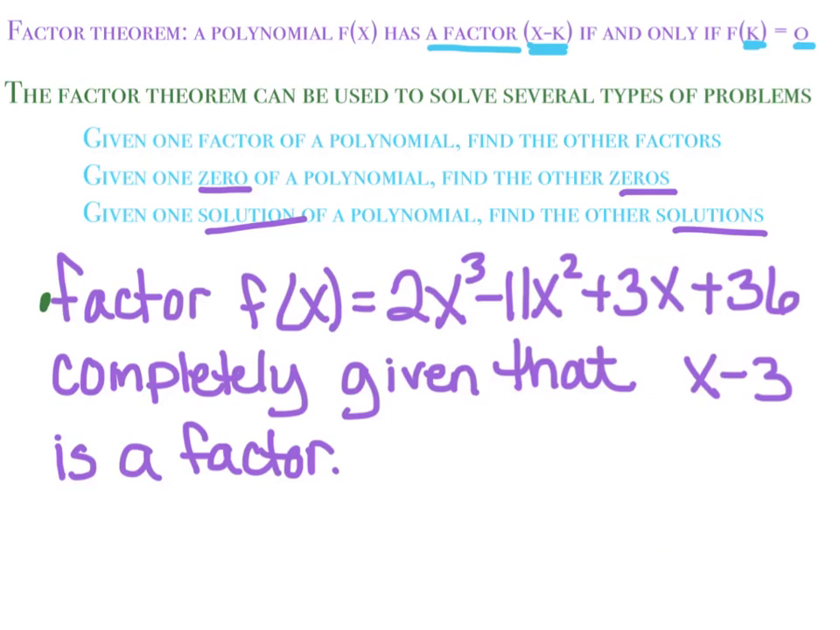So here's a problem for you. Factor f of x equals 2x cubed minus 11x squared plus 3x plus 36 completely, given that x minus 3 is a factor. So all I'm saying is I'm taking this polynomial and dividing it by that polynomial, because a factor is something that divides into it. And so I'm going to do the division and figure out what I multiply by this to get this.